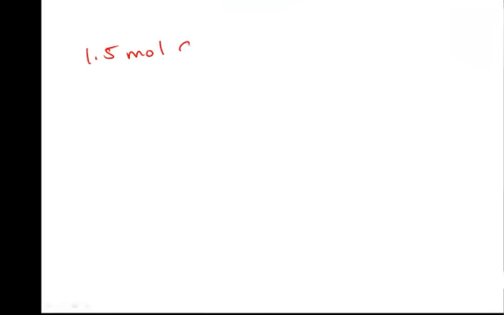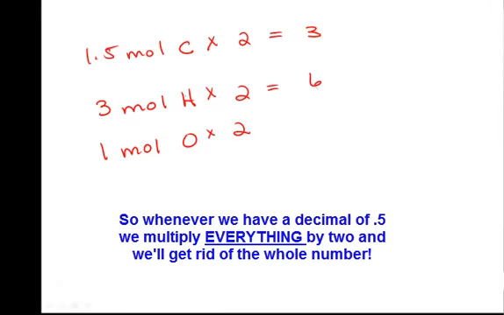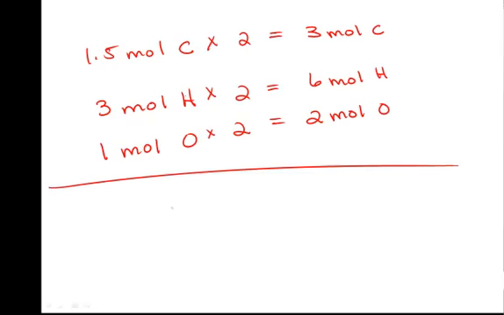is we'll take our 1.5 moles of carbon, our 3 moles of hydrogen, and our 1 mole of oxygen, and to get rid of this decimal, we're going to multiply by 2. So this gives me 3, 6, 2. So my compound will have 3 moles of carbon, 6 moles of hydrogen, and 2 moles of oxygen. Our empirical formula is C3H6O2.